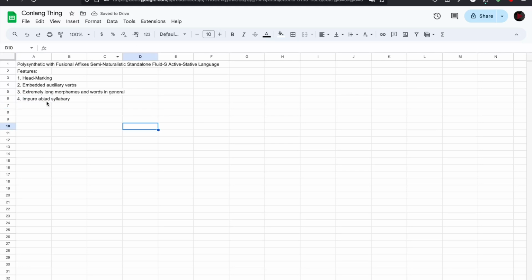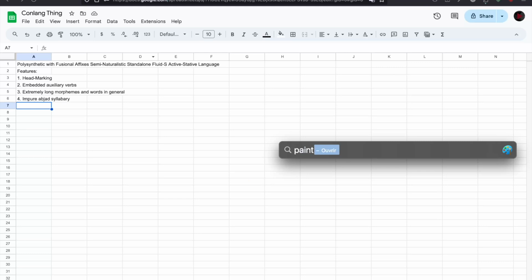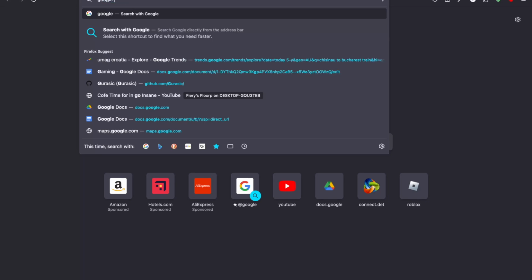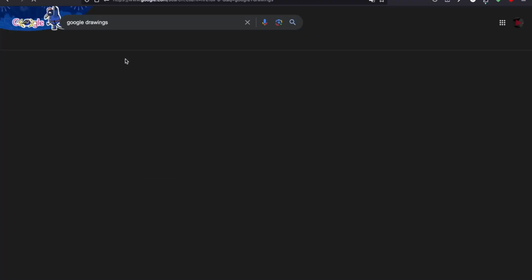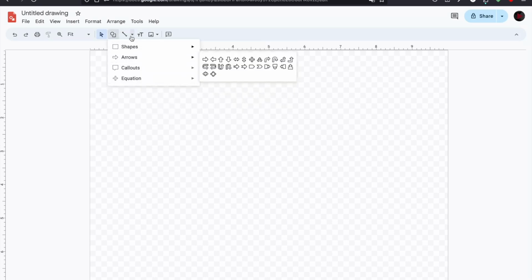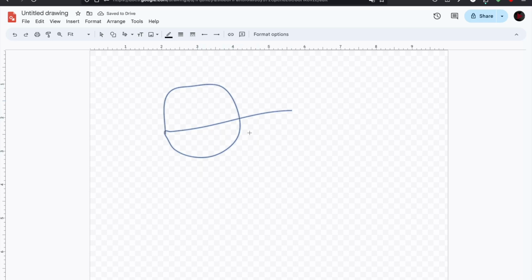I guess you're confused on what I mean here. Let's open up, like, Paint, right? Or, what's the Mac equivalent of Paint? Google Drawings. We open up Google Drawings, right? So let's say we have this character. This means.